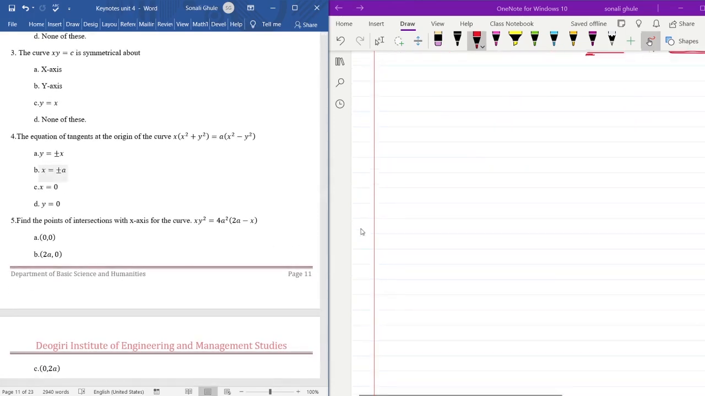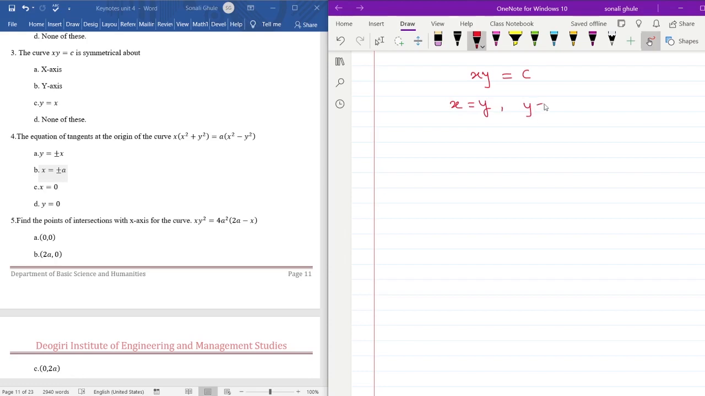For the third example, the curve xy is equal to c is symmetric about. Now to check the symmetry, there are many points to check the symmetry for a Cartesian curve. But one of the points that applies here is that if we replace x with y and y with x, then this equation becomes y into x equals c. And you can observe after doing the replacement, there is no change in the curve. So from this we say the y is equal to x line is the line of symmetry. There is symmetry about the y is equal to x line. So your option is C there.